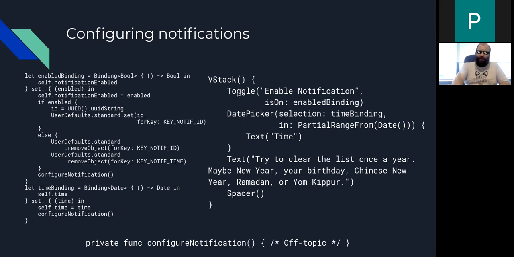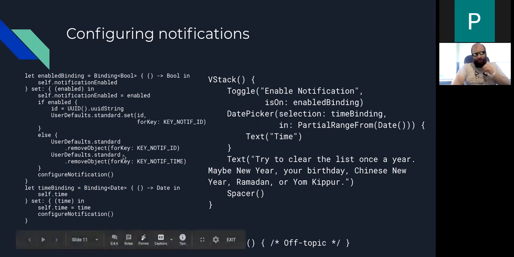So you can see in terms of my UI, I've got a VStack again, where I've got that toggle and the date picker, and they are bound to these custom bindings. Both of them call through to this configure notification function, and the enabling notification switch also stores the ID for the notification when it is enabled, and removes both that and the time when it is disabled.